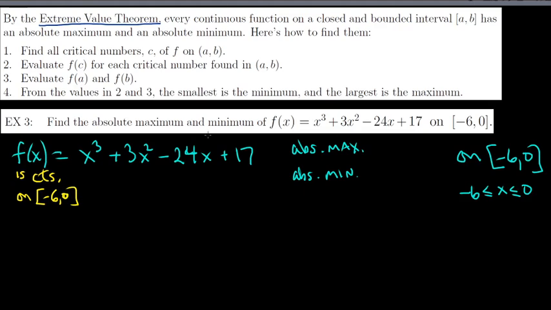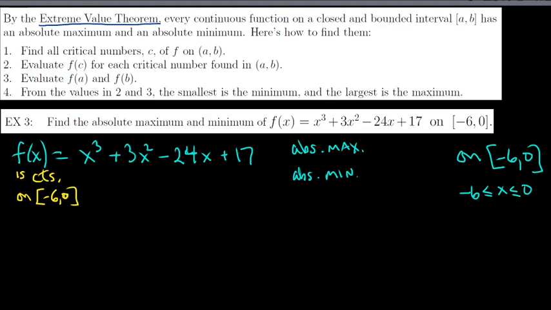And in fact, even if the function is not continuous or it's not on a closed interval, it still might have a maximum or minimum. So even if the extreme value theorem doesn't apply, you can still use this procedure up here to help you find the absolute maximum or minimum. Just be aware that there might not be one. There's no guarantee that there is one.